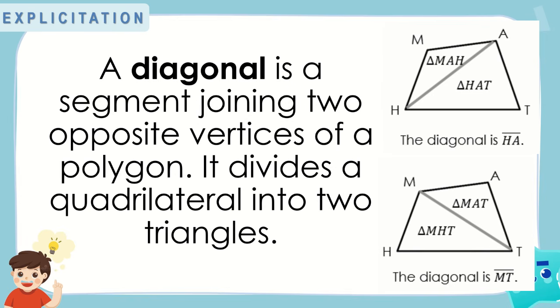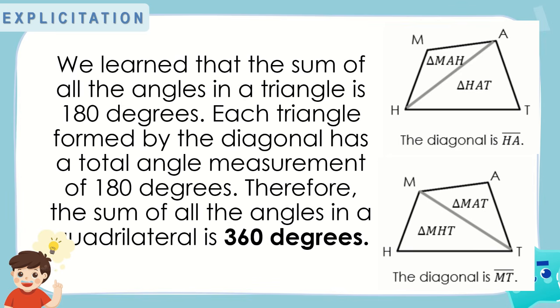A diagonal is a segment joining 2 opposite vertices of a polygon. It divides a quadrilateral into 2 triangles. We learned that the sum of all the angles in a triangle is 180 degrees. Each triangle formed by the diagonal has a total angle measurement of 180 degrees. Therefore, the sum of all the angles in a quadrilateral is 360 degrees.